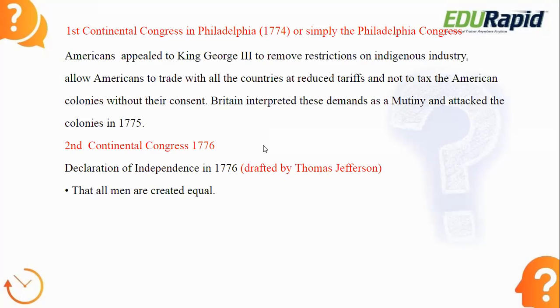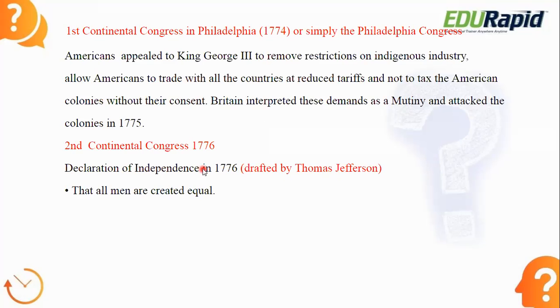Okay, so they interpreted this as a mutiny, and they attacked the colonies in 1775. Britain thought, okay, these people are doing something wrong. So they interpreted these demands as a mutiny against the British people, and they attacked the colonies in 1775. The next year, the Second Continental Congress happened. That is in 1776. It is a very important one.